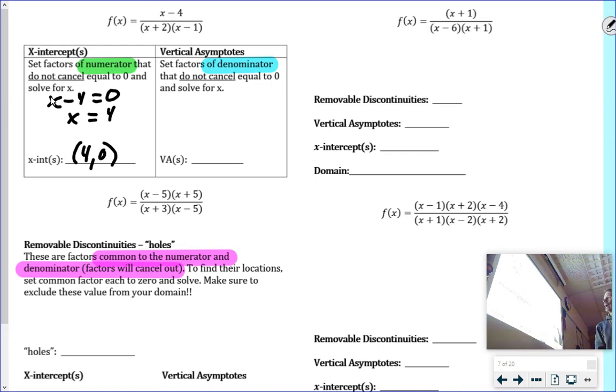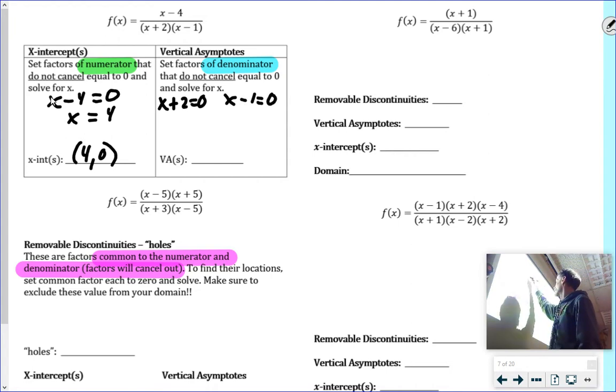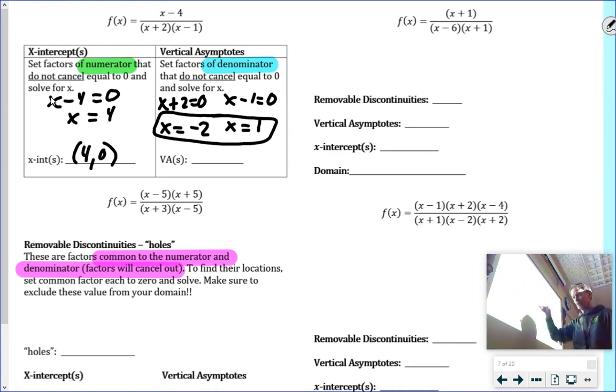Right? And the good news is, that's exactly what you do to find the vertical asymptotes, only instead of looking on top, you look at the bottom. So in this case, I got two things on the bottom. We got x plus 2 equals 0, x minus 1 equals 0. So again, we have x equals -2 and x equals 1, and those are your VAs. That's it, you're done. Move on to the next question. So x-intercept, top equal to 0. VA, vertical asymptote, bottom equal to 0.